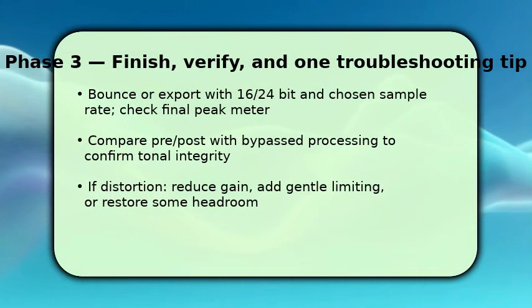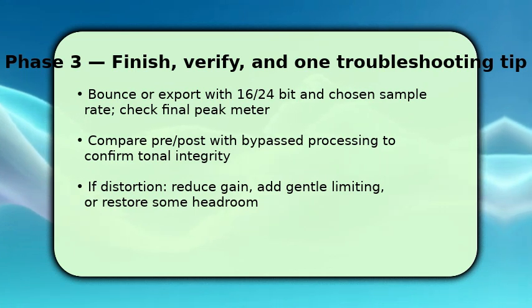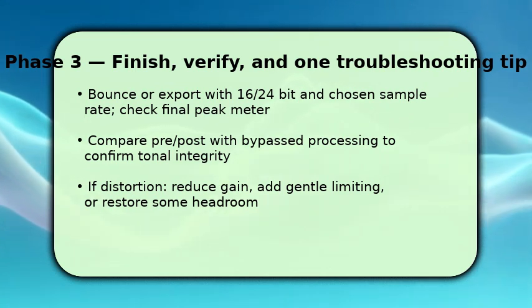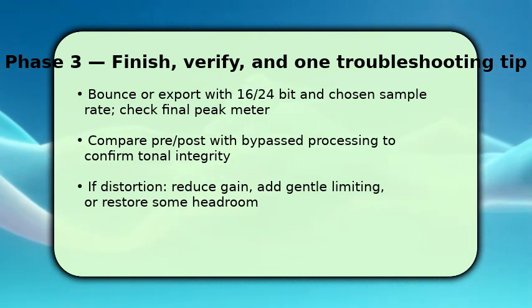Finish by exporting a bounced file and checking the final meters. Normalization can push peaks close to 0 dB, so confirm no clipping occurred. Once exported, compare the normalized version to the original by bypassing any processing to ensure tonal balance stayed intact.